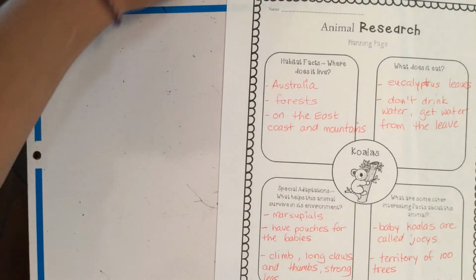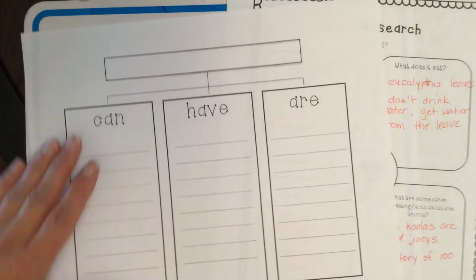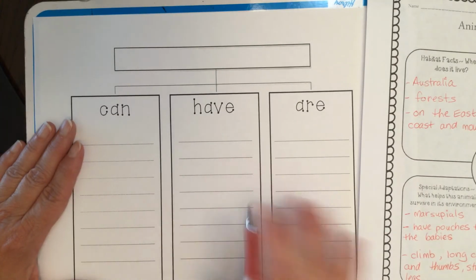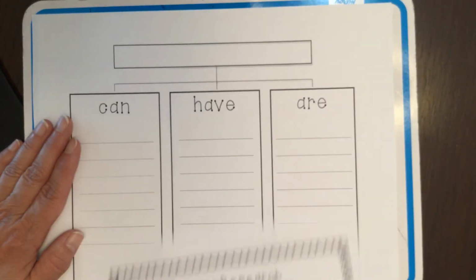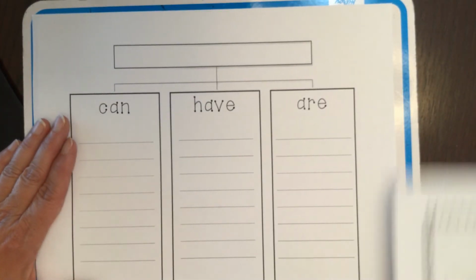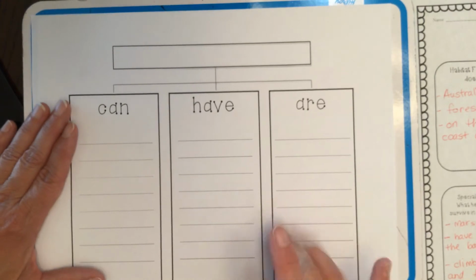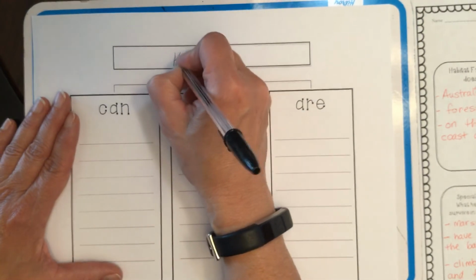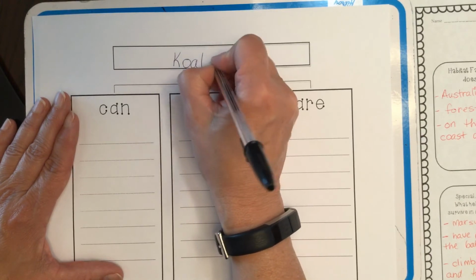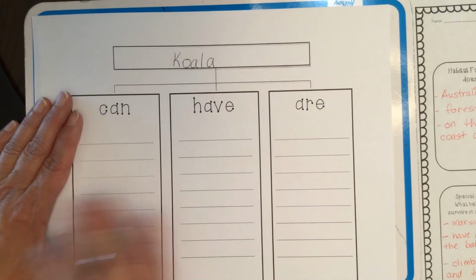So my friends, using those fun facts and what I know about koalas, I'm going to complete this page of my report. So I'm going to do some of my neatest printing. I'm just going to keep this page close to me so I can see it. Maybe I'll put it down here. You probably can't see it in the video. And I'm going to write in this big box, my animal. So my animal is a koala. K-O-A-L-A, and do some really neat printing for koala.